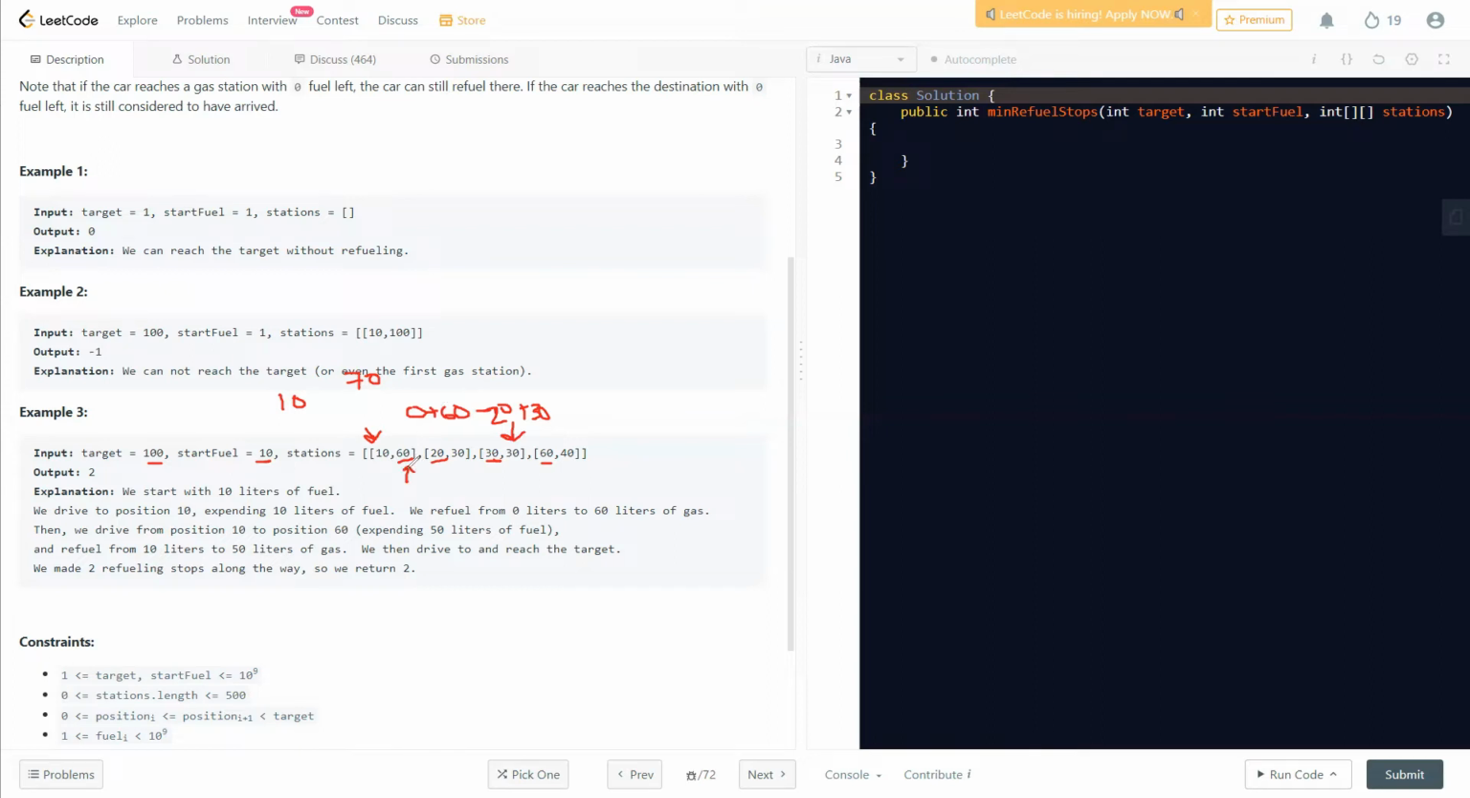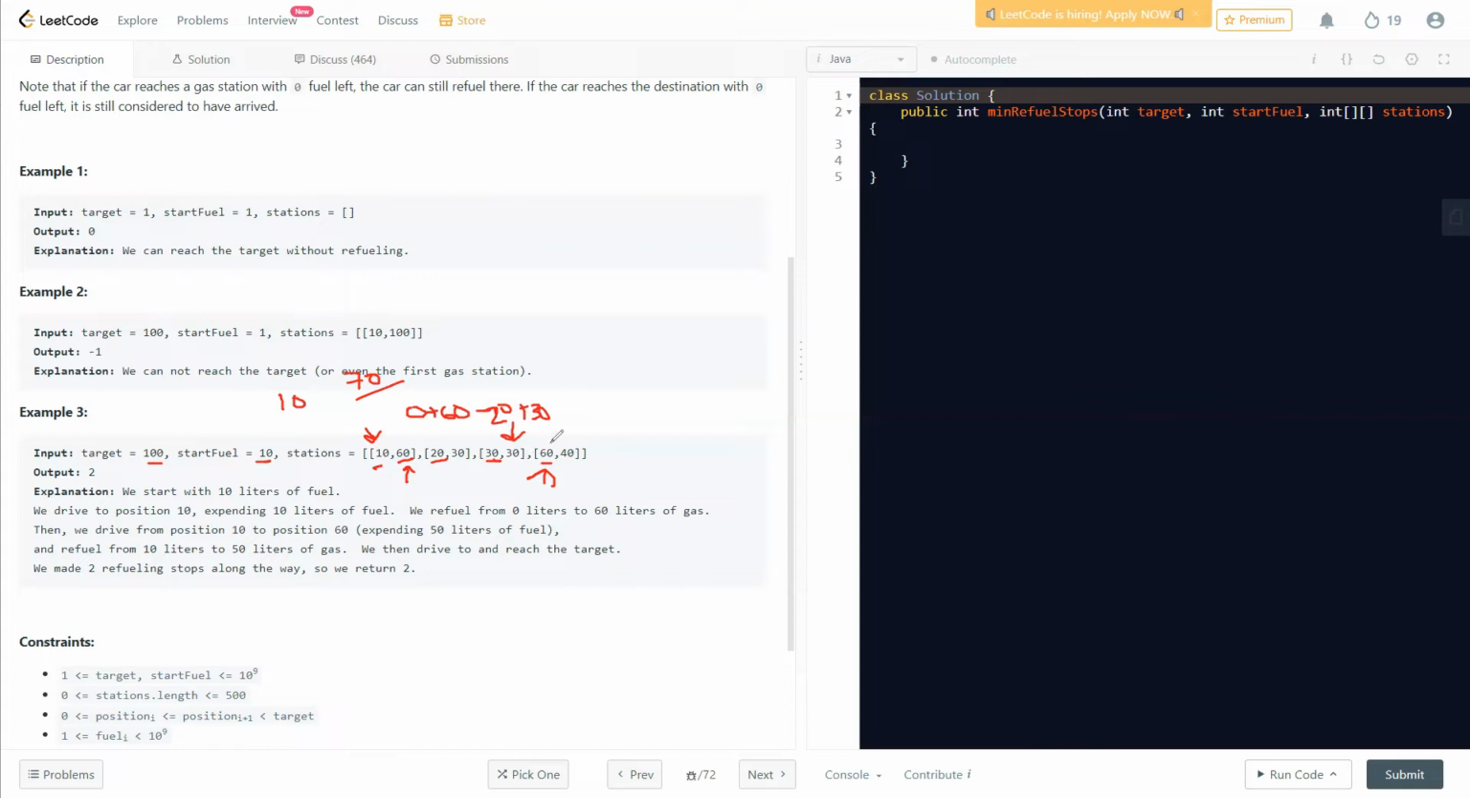Fine. So if we got 60 liters of fuel from our first stop, then we can reach this fuel stop, because we can reach a maximum distance of 70. We have already covered 10, and we can go 60 more miles with our current fuel. So here we are at a 60-mile stop, that is covering 50 miles from our last stop.